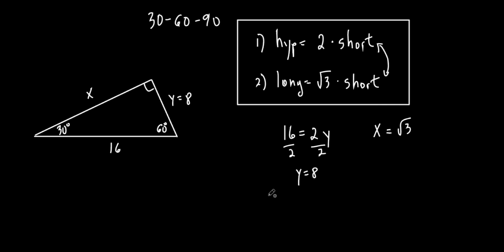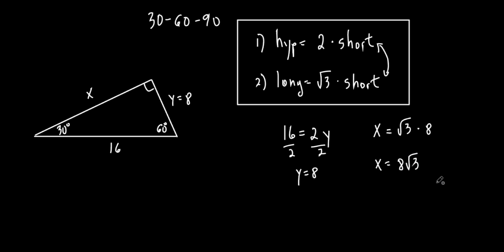Do I know the short one? Yeah, I do. I just found it, didn't I? It's 8. So it's square root of 3 times 8. But I don't like to write it like that. You could, but it's just not preferred. Most math people wouldn't write it like that. How would you write that? It's 8 square root of 3.